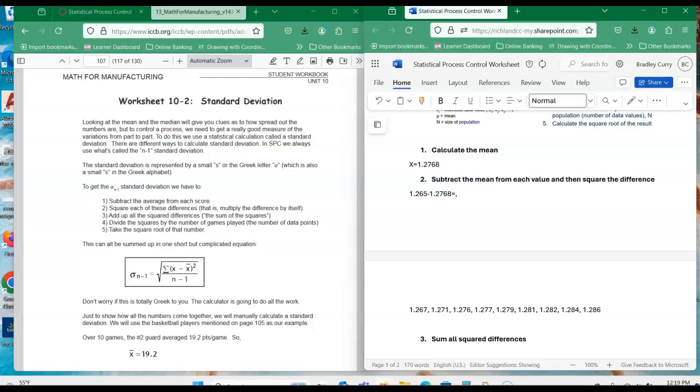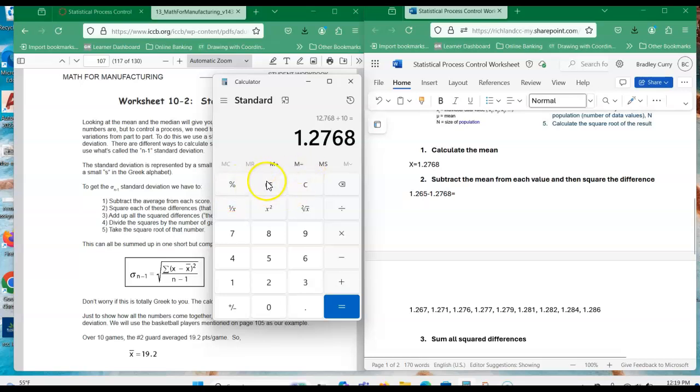So equals, so let's get the calculator out here and clear this out. We'll say 1.265 minus 1.2768 equals a minus 0.0118. Now, we don't need to worry about minus signs because, as you recall, we're going to be squaring these. So if we take a negative number times a negative number, we will end up with a positive value. So let's go ahead and square this.